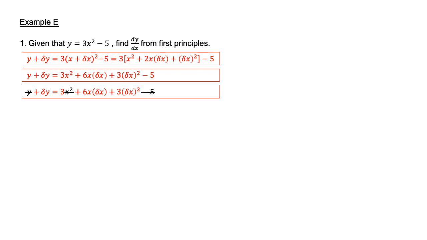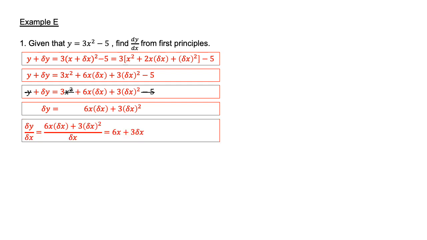Then the next thing is I cancel out. Again, we know in this case that y does equal 3x squared minus 5. So I can actually subtract that equation from this one. And we are left with delta y is equal to 6x times delta x plus 3 times delta x all squared. Then the next step is I divide through by delta x both sides and I simplify the right hand side. So the delta x cancel from the first term and the power drops down by 1 on the second term, as you can see there.